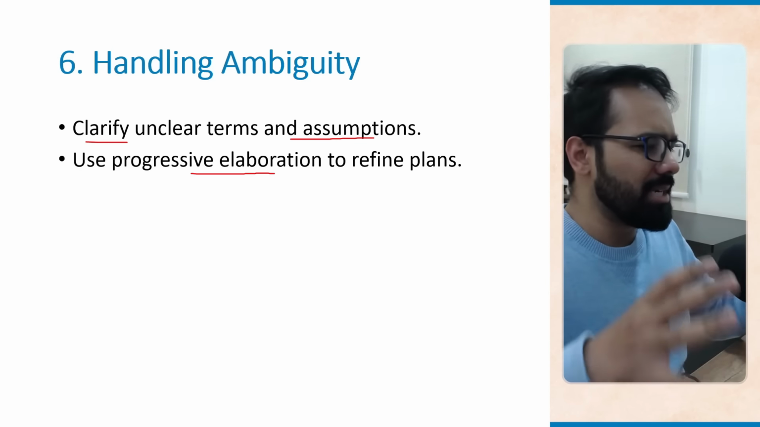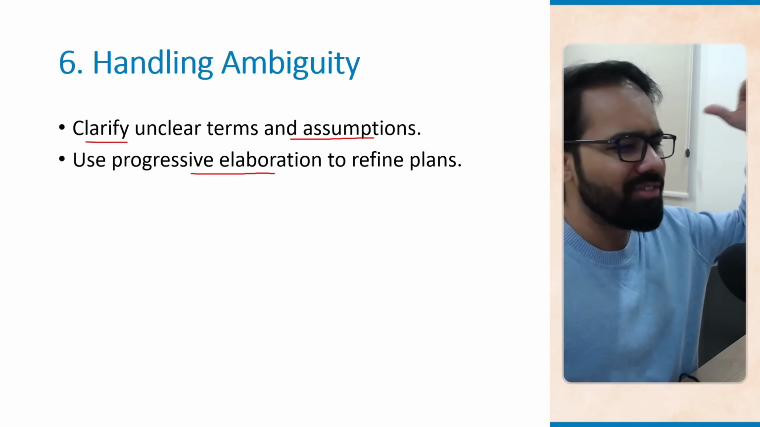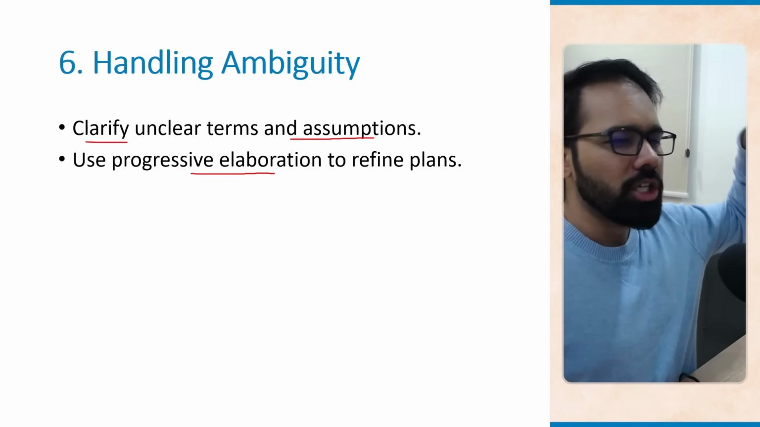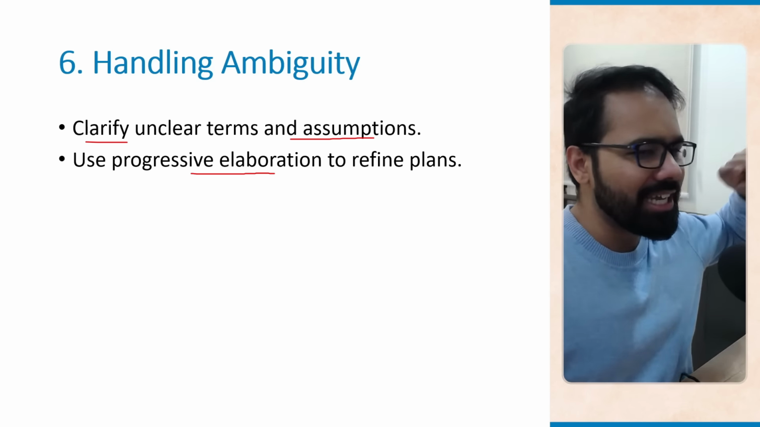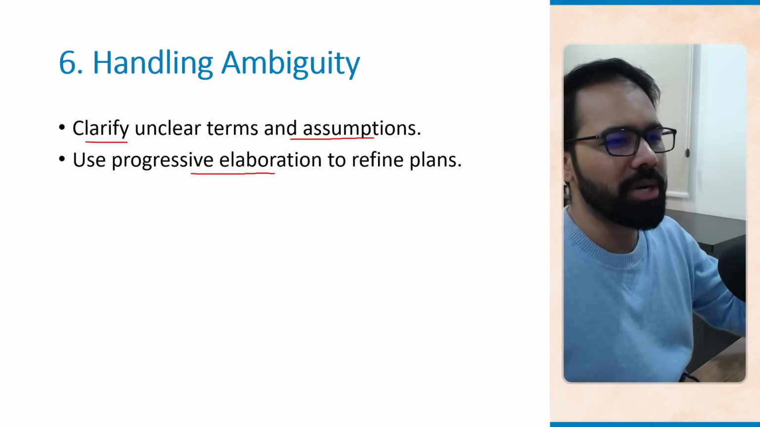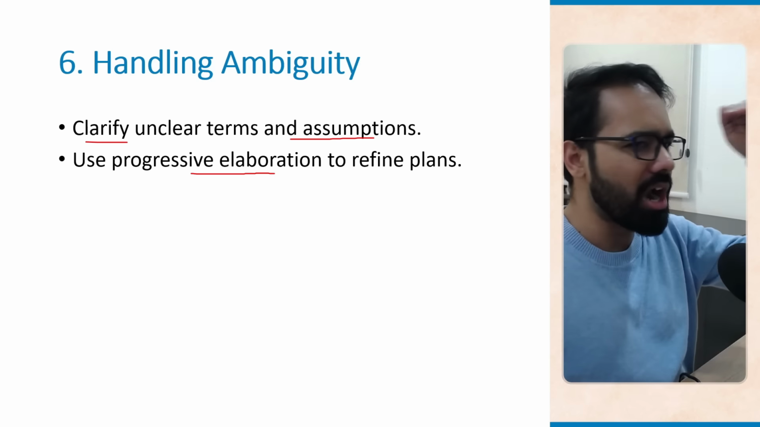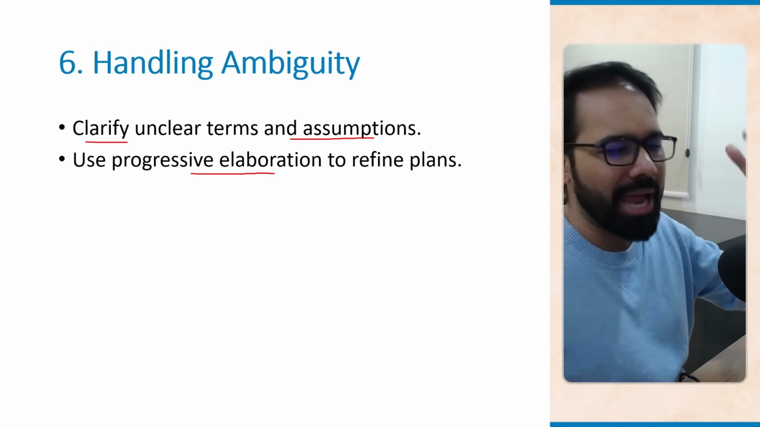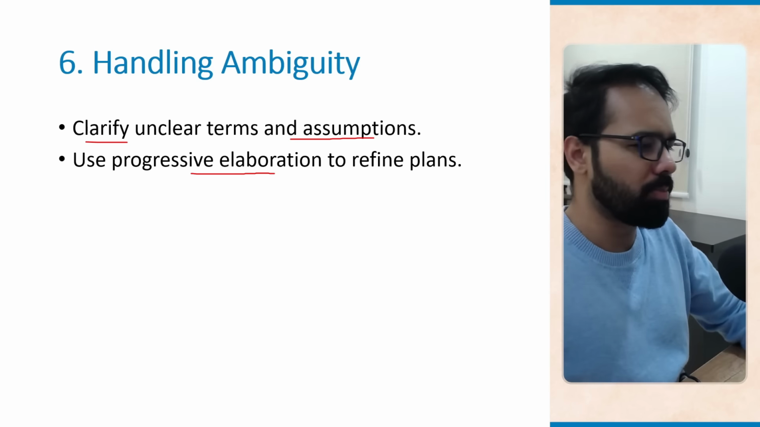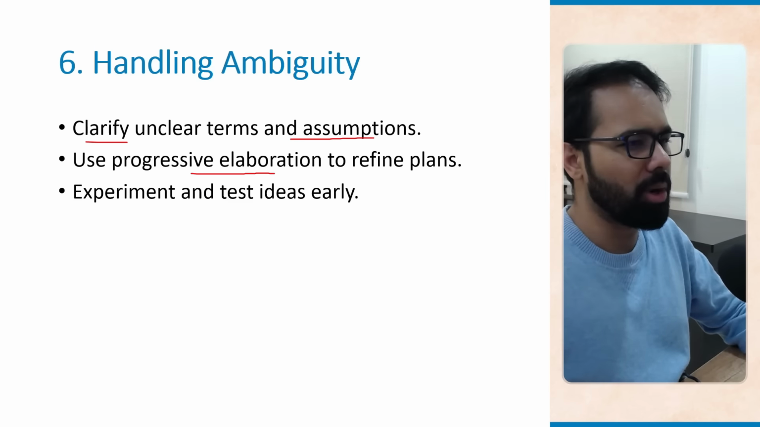What it basically means is you start with a high level scope, and then you continuously add detail as more and more information becomes available. So start at the top and then keep adding more and more details. That's what progressive elaboration is all about.